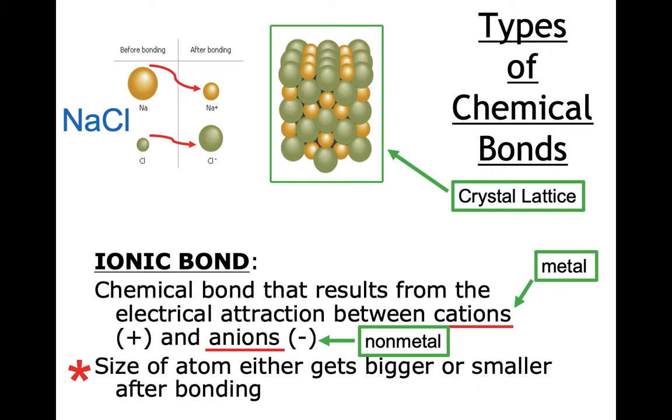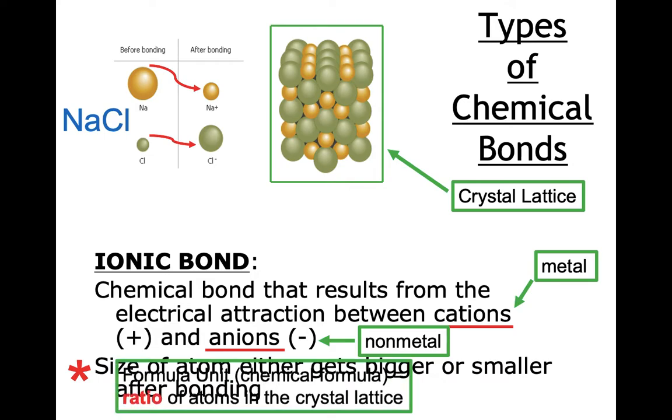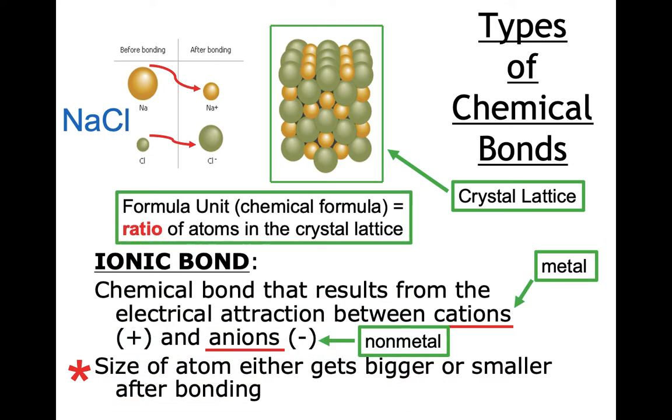If I took a hammer to this structure, it would shatter because it's brittle, and you would still have in the smaller crystals a ratio of one sodium to one chlorine. That chemical formula for an ionic compound is called a formula unit. What you're seeing in NaCl itself is the ratio of the atoms in that crystal lattice, not the actual number of sodium and chlorine in that structure. It is the ratio of the atoms in the crystal.